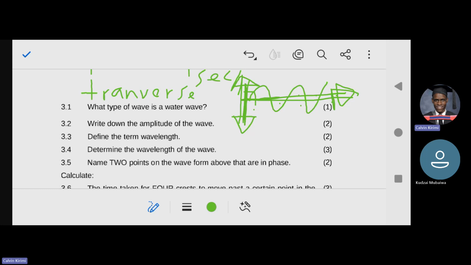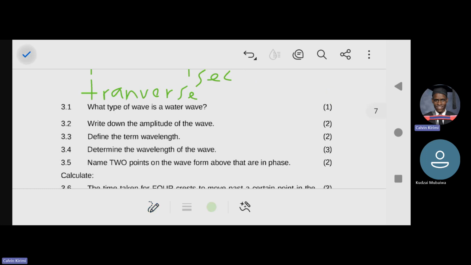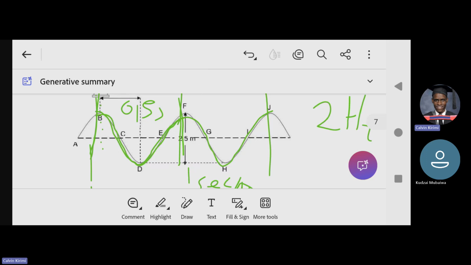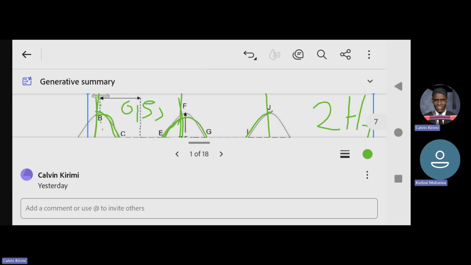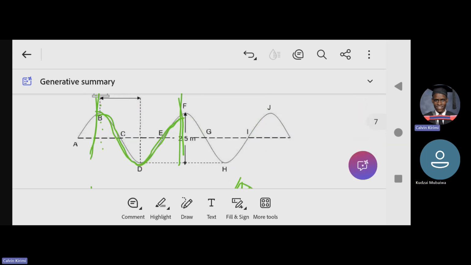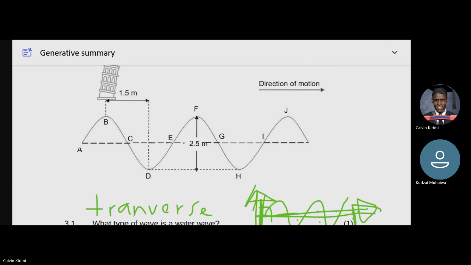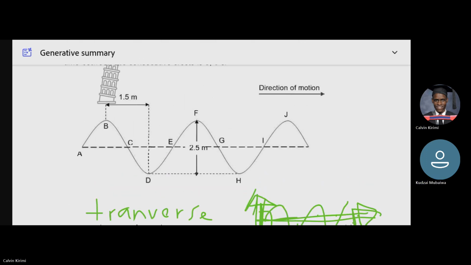Write the amplitude of the wave. How do we get the amplitude? From what is given, isn't it? So from our diagram, tell me what is the amplitude. What is the amplitude of the wave? Calculate for me the amplitude of the wave on this diagram. It shouldn't take 1 minute. It's a matter of just looking and telling me the amplitude.